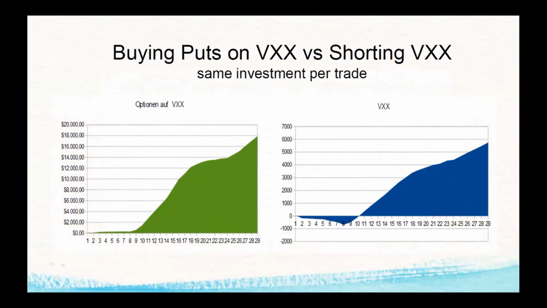Here I compared buying puts or shorting VXX, which you really should not do. Same investment per trade. Here you see the 29 trades. Here you see a little loss if you trade the underlying, but also 29 trades. But these 9 trades were flat here and here a little underwater.